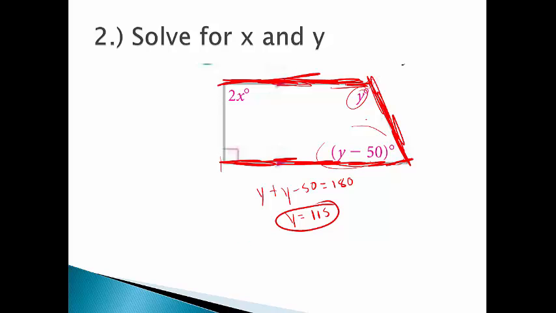So if y and y minus 50 went together, then obviously 2x and 90 have to go together, because there's no other angles to choose. So 2x and 90 also have to make 180, which means x would have to be 45. So shading can really help.